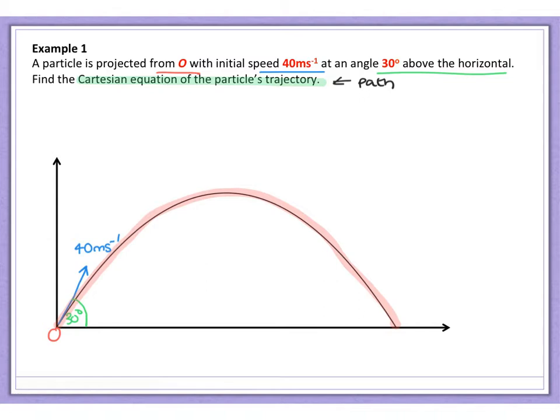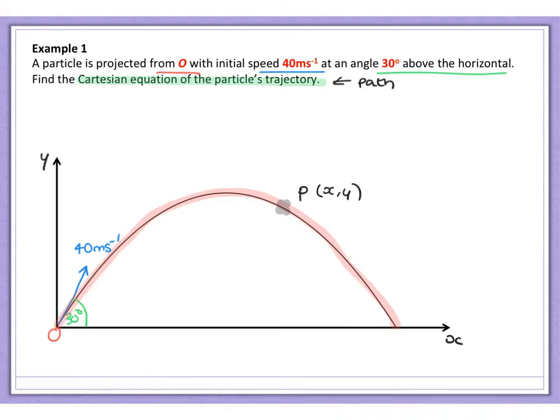So the first thing that we're going to do is pick a point on the curve. And I'm going to label that point P. And P is going to have coordinates x and y. So imagine the curve now on a set of axes. So what we want to know is what are the coordinates of P, and let's then find a relationship between x and y. So let's draw on the rest of the information.